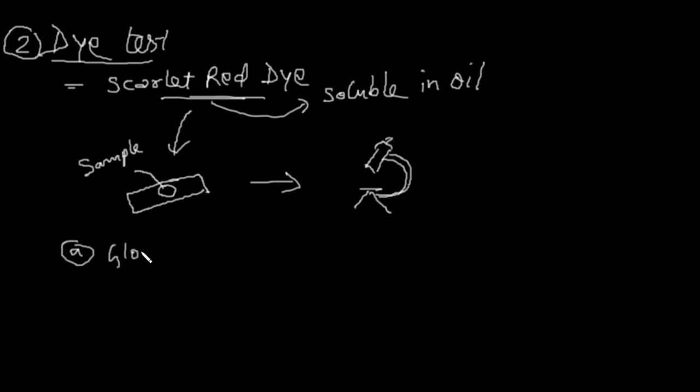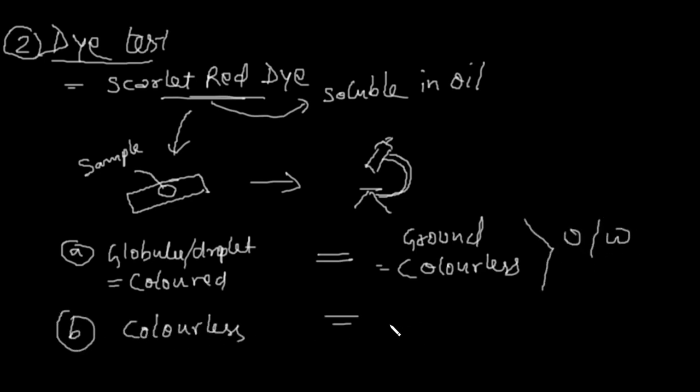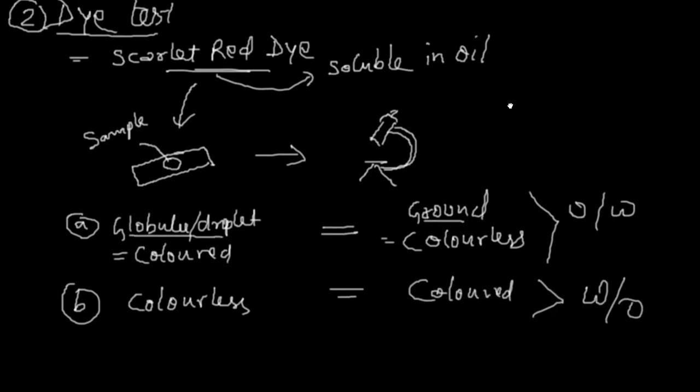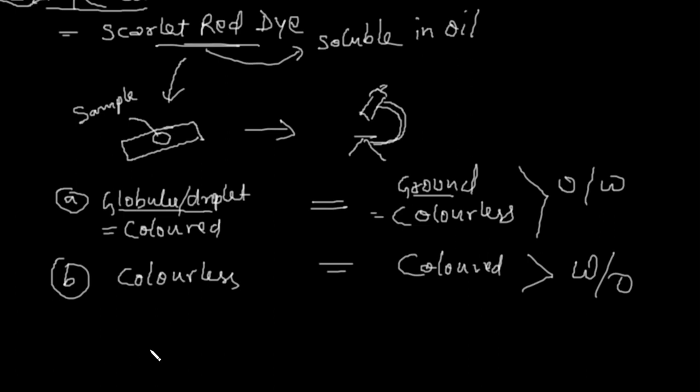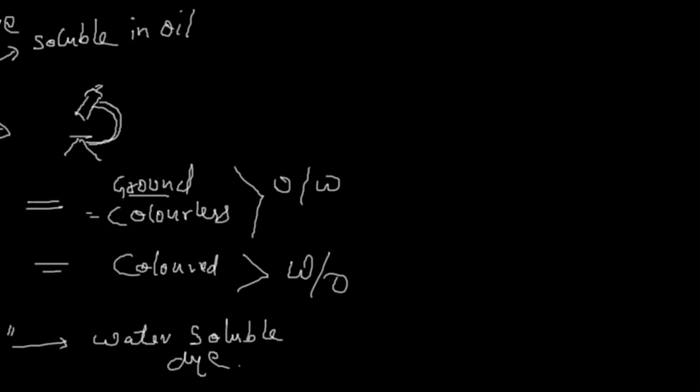You will see two things. One is globule phase, another one is ground phase. If your globules are colored and grounds are colorless, this is the case of oil in water type emulsion. But if you see globules are colorless and grounds are colored, this is the case of water in oil type emulsion. Very simple, very frequent method to identify any types of emulsion in the dye test. In this method, you can also use water soluble dye like amaranth. Amaranth is a water soluble dye.